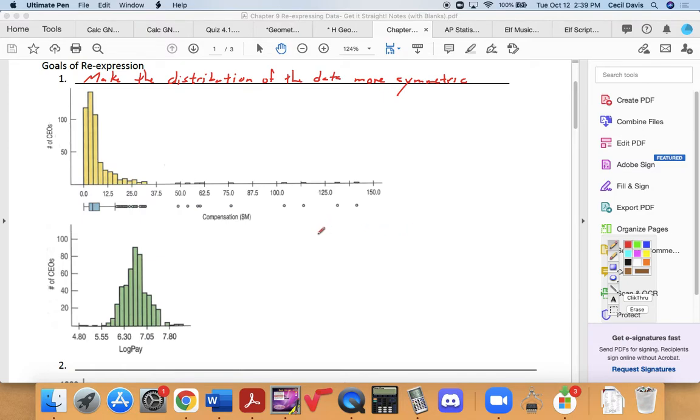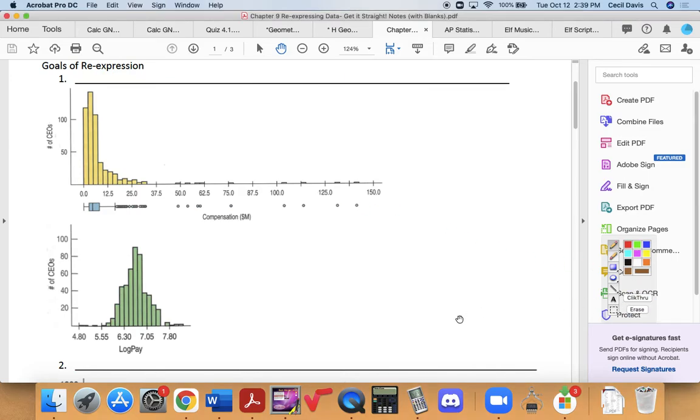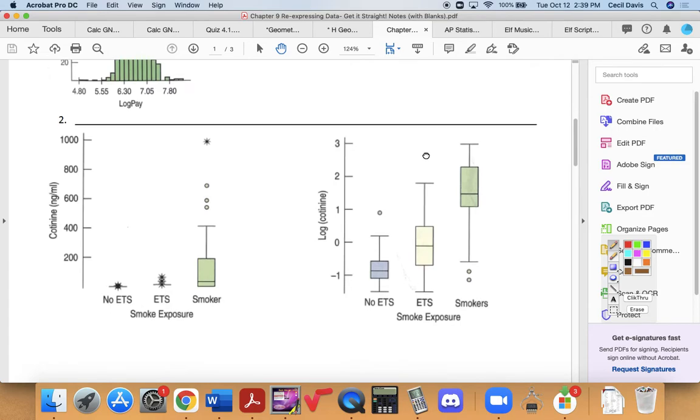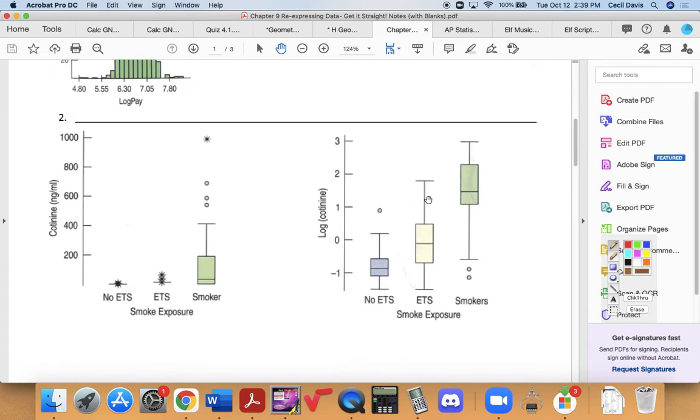Okay? So this is one case. And again, we don't do a whole lot with histograms in this chapter. Primarily, we're going to be looking at trying to straighten out a data plot. Okay? But here's another case. One of the other things we might want to do is make the spread of several groups more alike.